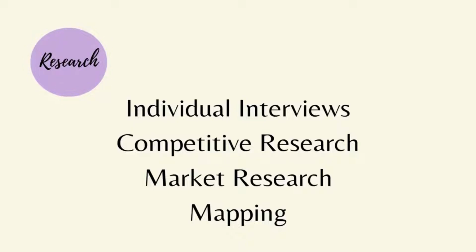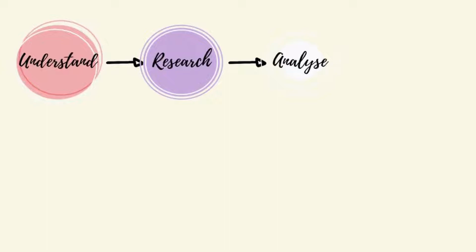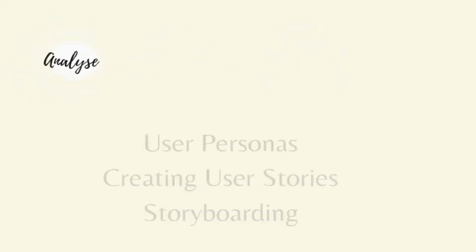In competitive research, you compare similar products that are your direct competition or indirect competition. Then comes the market research and mapping. After that, we are doing analysis. So after research, we are to do analysis. We have to analyze what we have researched, of course.